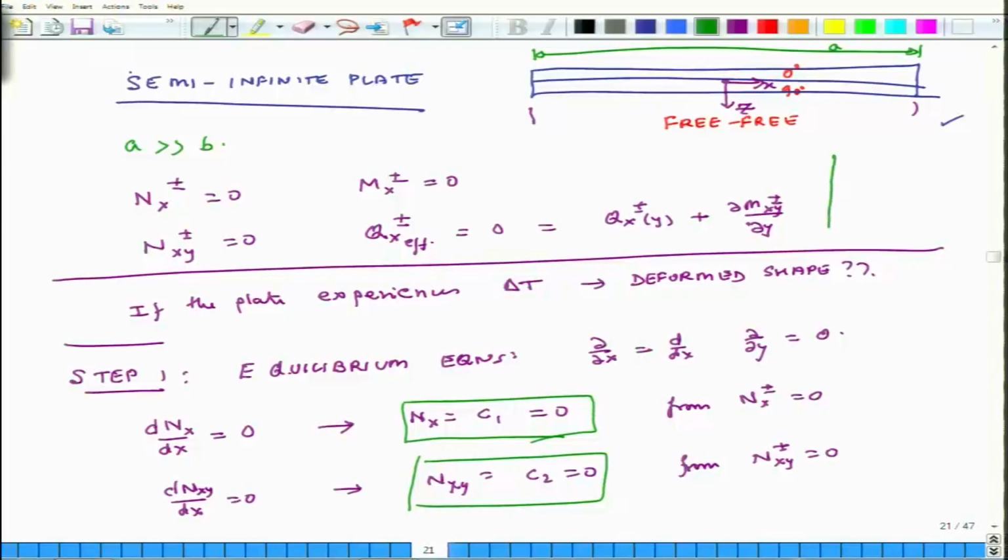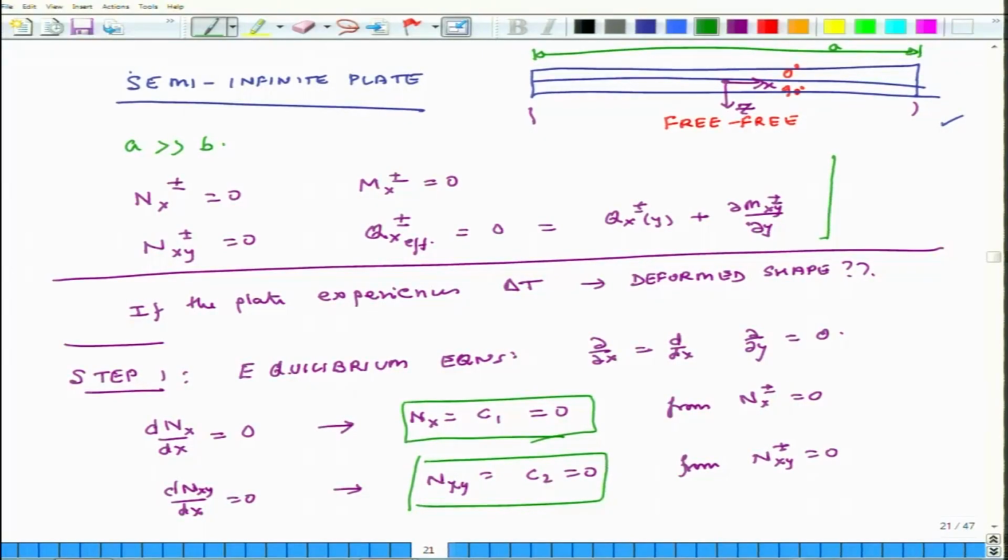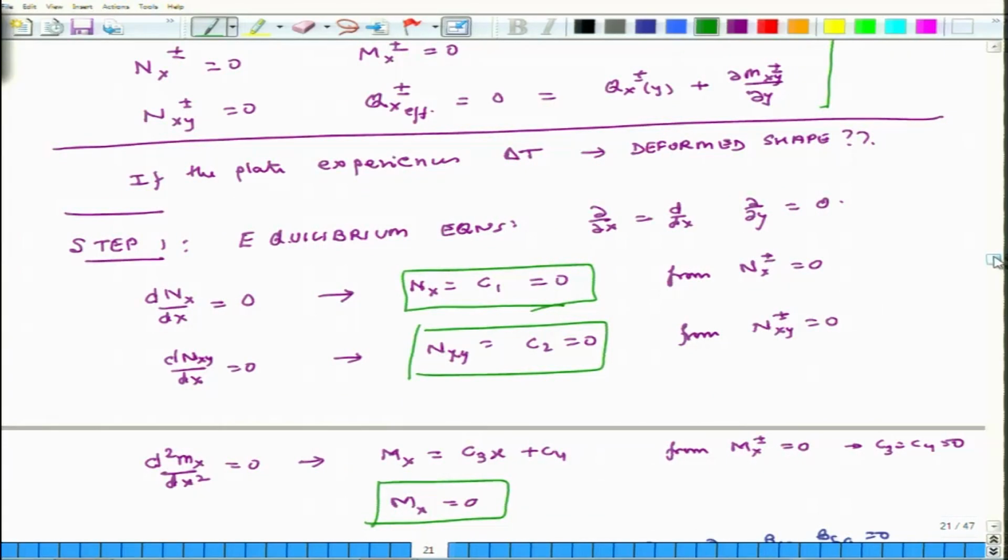Because it is free to move, the boundary conditions associated with such a plate are given here: on both the edges x equals plus minus A over 2, the external value of Nx is 0, also Nxy is 0, and also because it is not seeing any external moments or shear forces, Mx is 0 and also Qs effective is 0. For these boundary conditions we then proceeded to solve the governing differential equations.